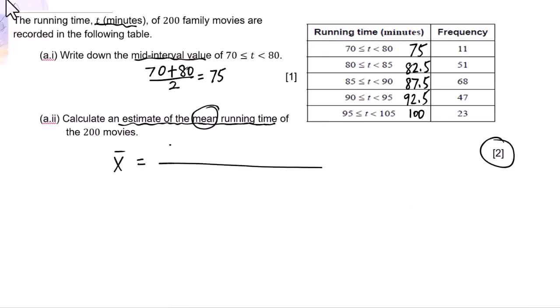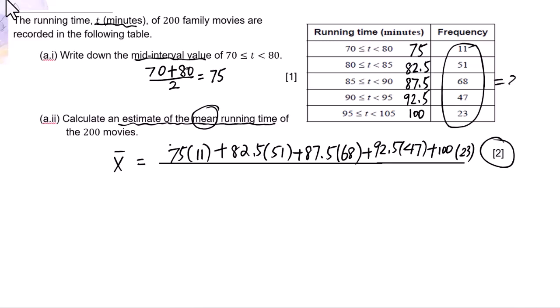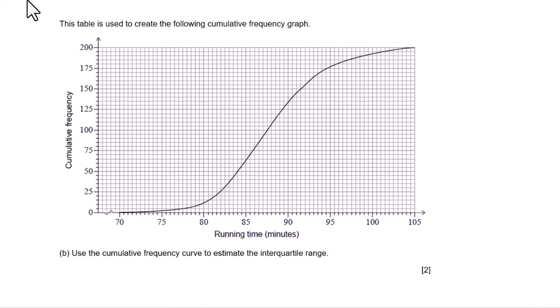x bar equals 75 times 11, 82.5 times 51, 87.5 times 68, 92.5 times 47, 100 times 23, all over the frequency total, add all this together, equals 200, equals 88.15.